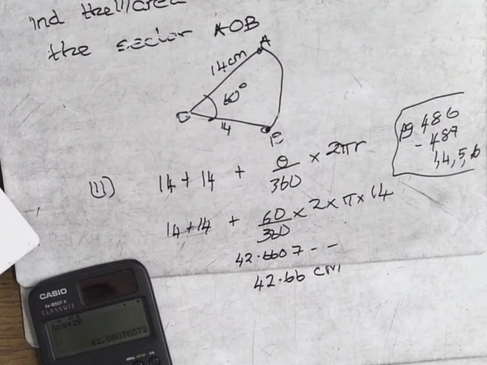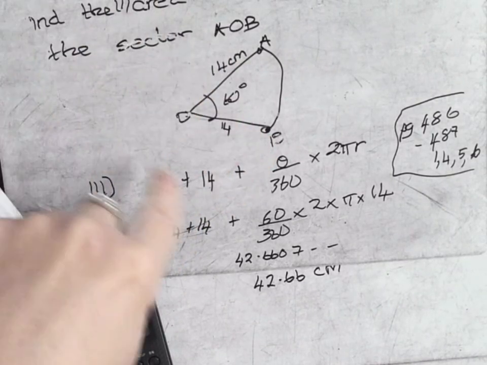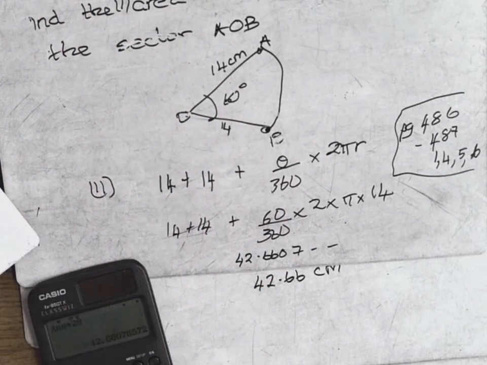Say that again? When you're finding the perimeter, could you just not add 14 and 14 and take them away from 360 to get the area? No, the 360 is just to find out what fraction of the circle. Is that right? Yeah.